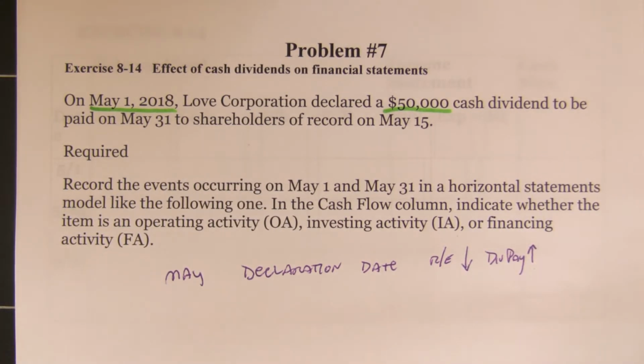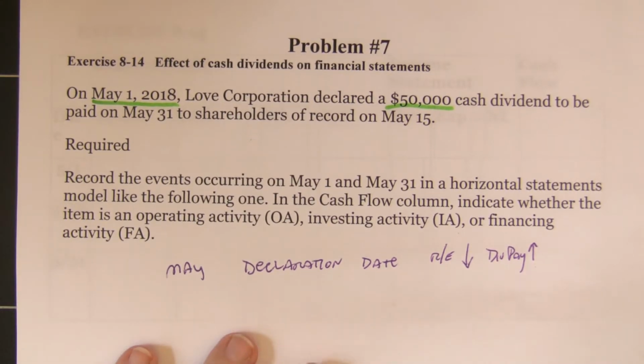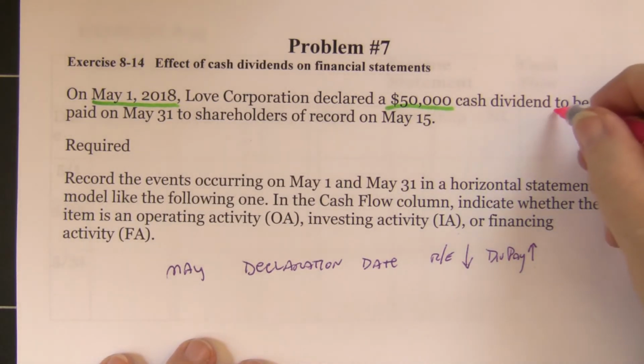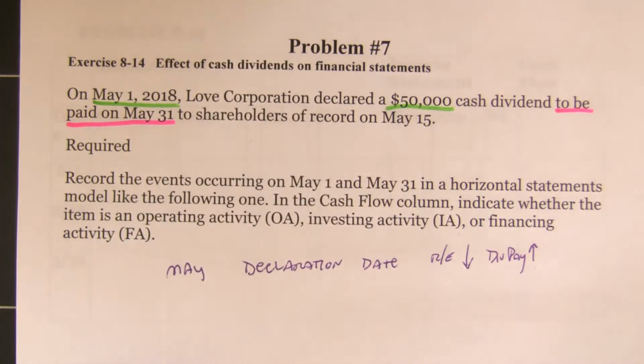It's a liability. Even if you say you're going to pay them when hell freezes over, the minute you declare a dividend, it's an immediate reduction of retained earnings. Then they say it's going to be paid on May 31st.